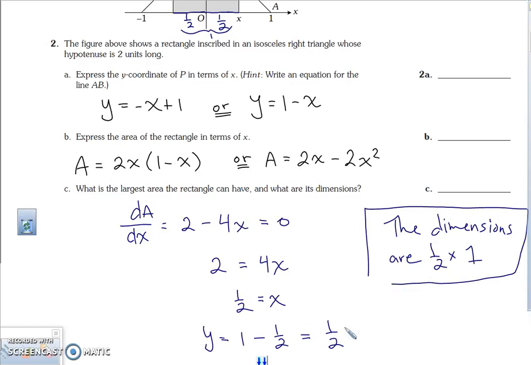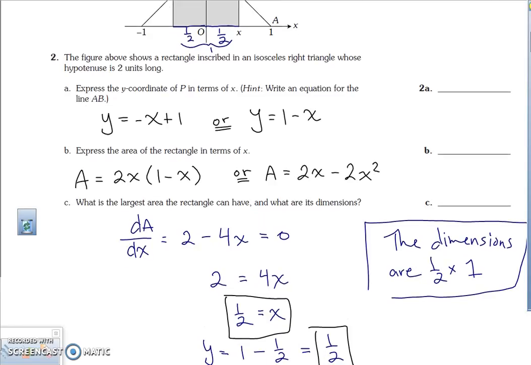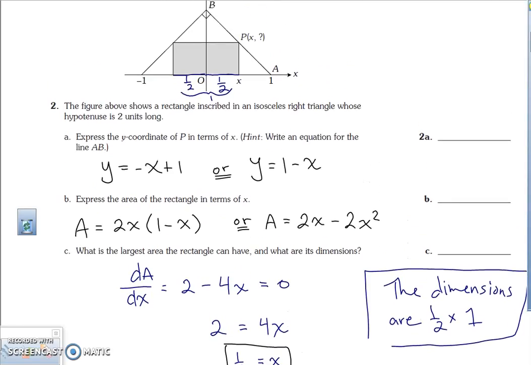Okay, so I know some students were saying y equals 1/2, x equals 1/2, and I was saying that's not the answer. So you weren't wrong. You were just not really finishing it off. So the dimensions are 1/2 by 1 because when you found x equals 1/2, you only found this part, and you needed to find the whole base here. Okay, and that is it for this video.